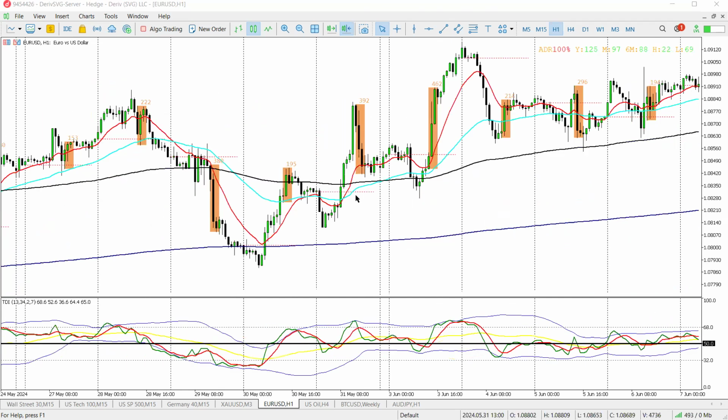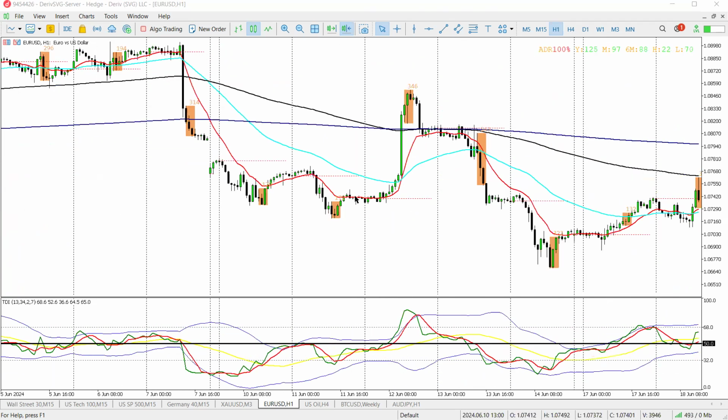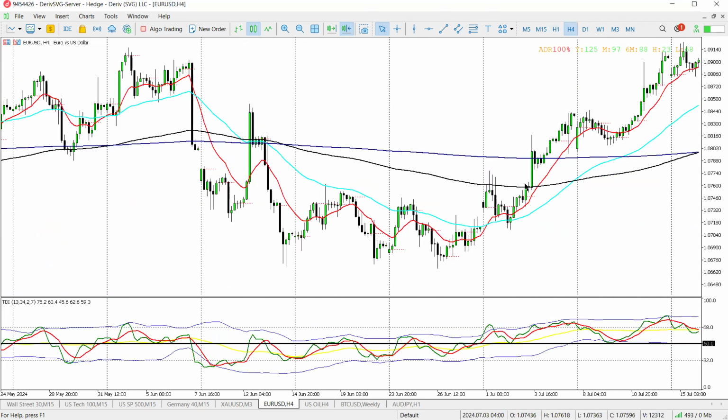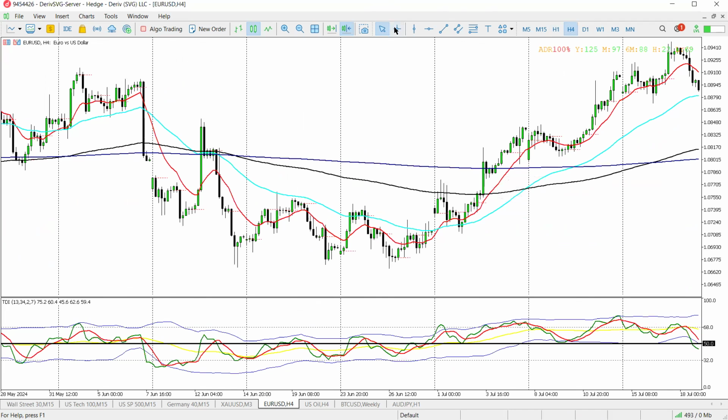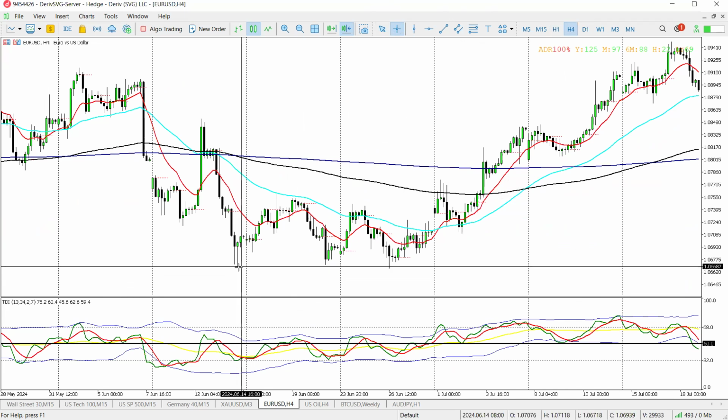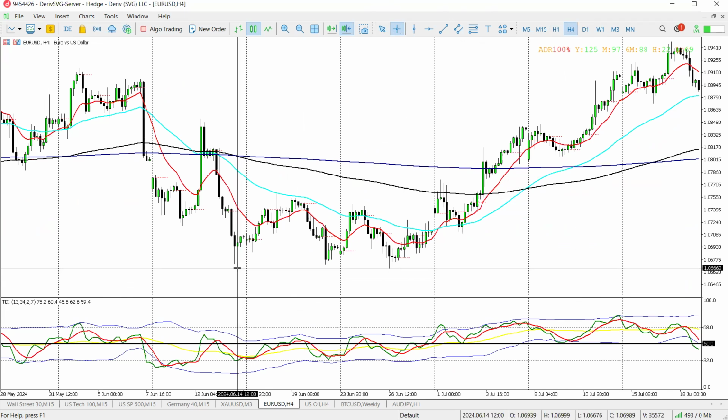So let's see if I can identify. Okay, maybe let's go back to H4. Let's use H4. Okay, so from this 4 hour, do you see this low here? This low right here, where I am to the left. Notice how... Okay, let's actually put a line here.